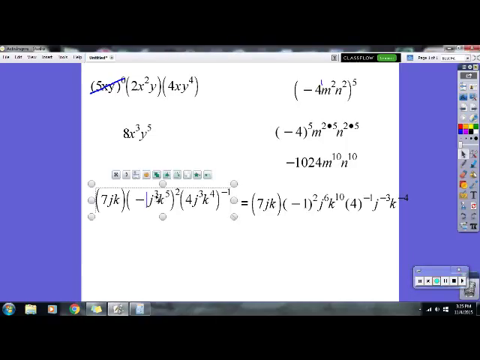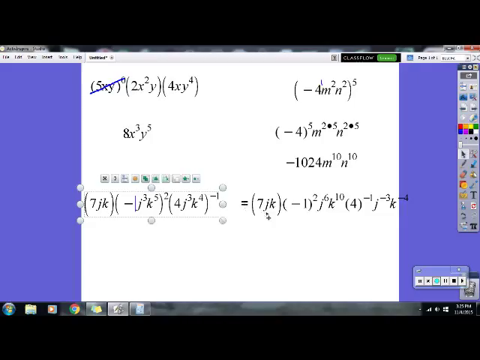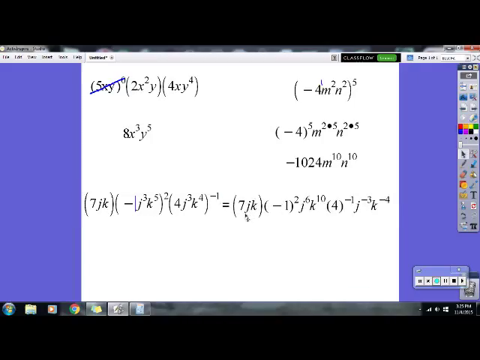So I would have my 7 times j times k remain the same. I take this exponent of 2 and apply it to each of these items. So it would be -1 squared, and then the exponents of the j and k would be multiplied, so to the 6th and to the 10th. Same thing with this third product here, 4 to the -1, and then the 3 and 4, when multiplied by -1, would become -3 and -4.